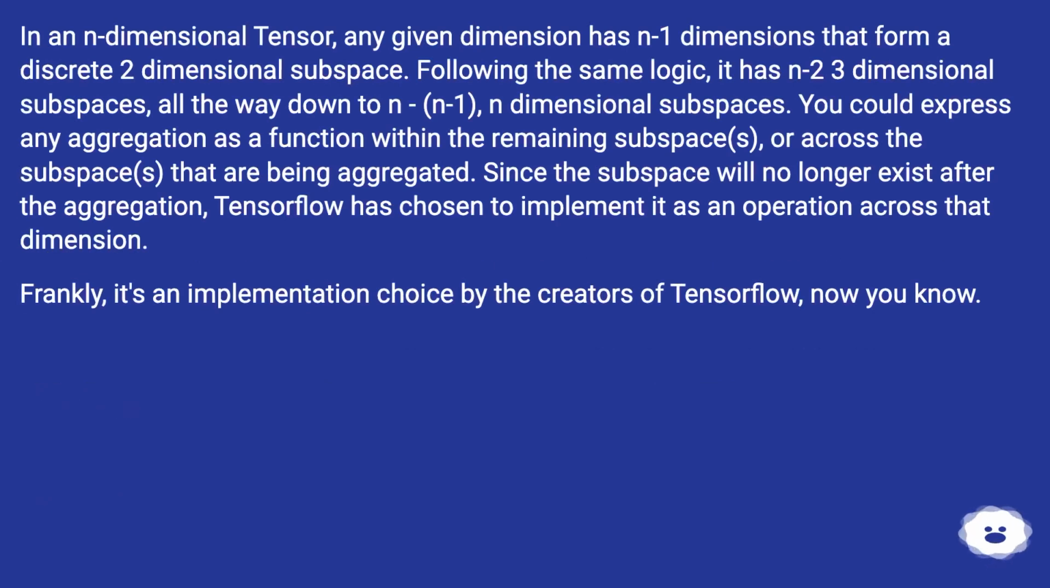In an n-dimensional tensor, any given dimension has n-1 dimensions that form a discrete two-dimensional subspace. Following the same logic, it has n-2 three-dimensional subspaces, all the way down to n-1 n-dimensional subspaces. You could express any aggregation as a function within the remaining subspaces, or across the subspaces that are being aggregated. Since the subspace will no longer exist after the aggregation, TensorFlow has chosen to implement it as an operation across that dimension. Frankly, it's an implementation choice by the creators of TensorFlow, now you know.